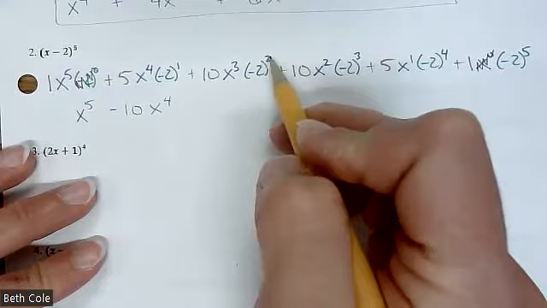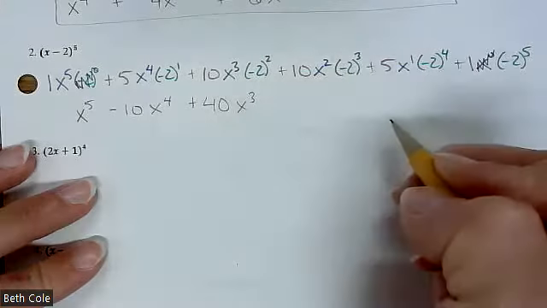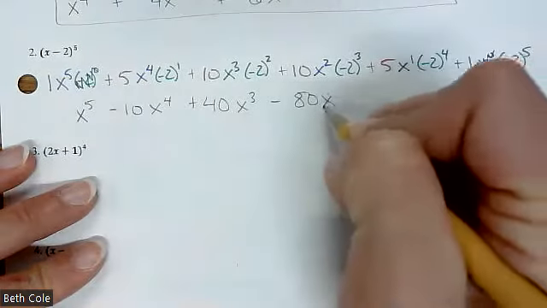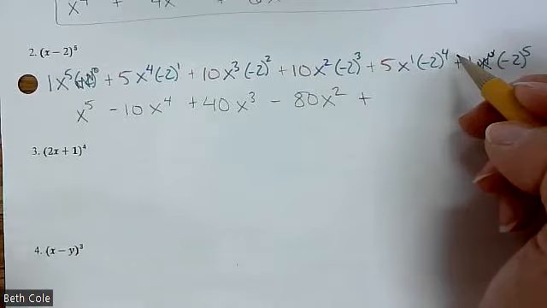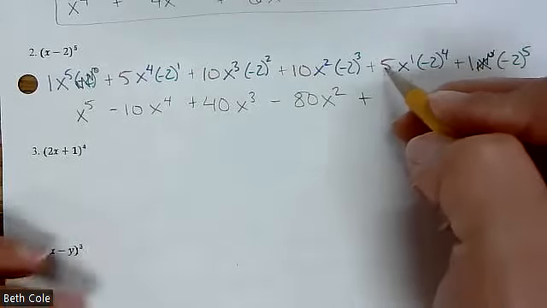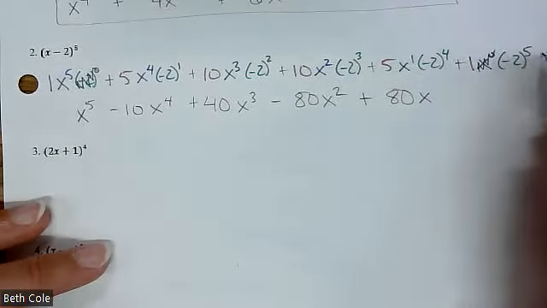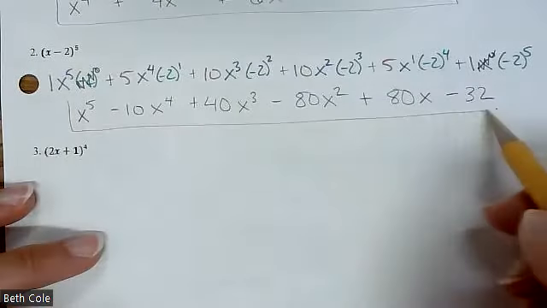Negative 2 squared would be positive 4 times 10 would be 40 x to the 3rd. What's this next one? It will be negative. Good. 80 x squared. This will be positive. Negative 2 to the 4th would be positive 16 times 5 would be 80x. And then negative 2 to the 5th would be negative 32.